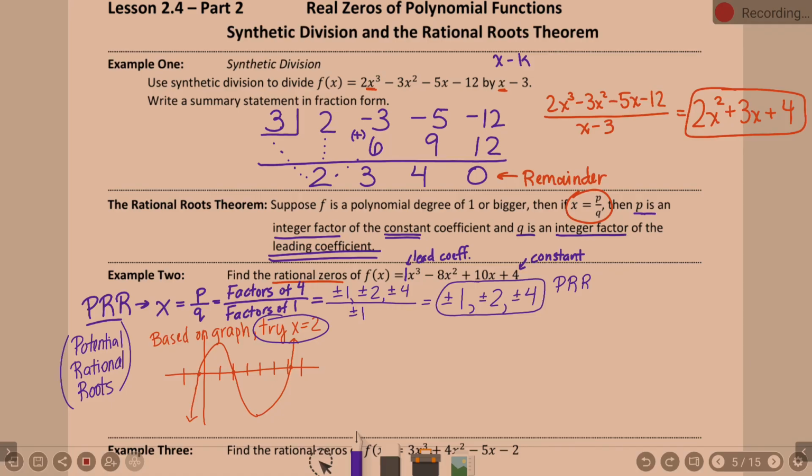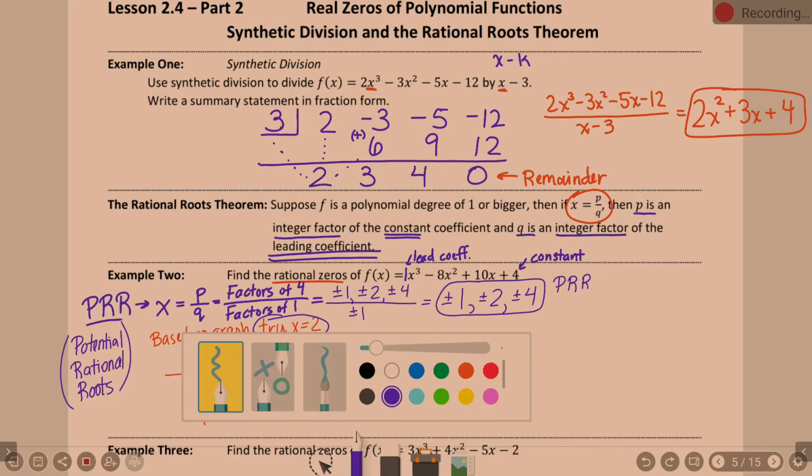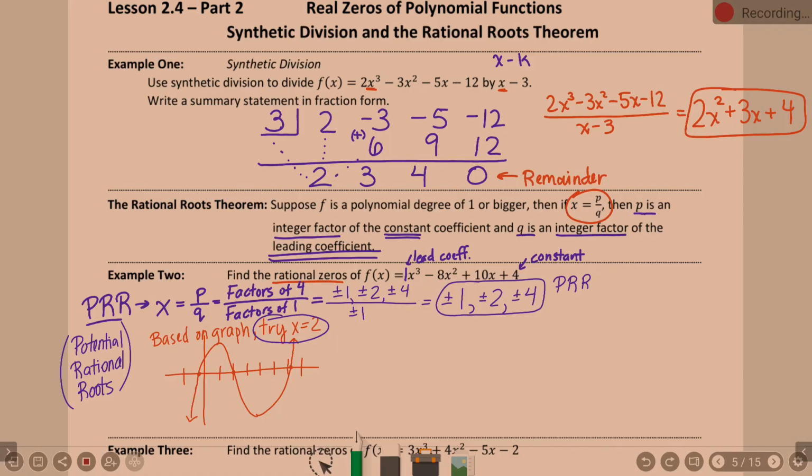When I say try x equals 2, what are we going to try it with? We're going to try it with synthetic division. Now, this is not a factor form, is it? This is x equals 2. So what goes in my box? 2. That same number. You don't change the sign, you just put that same number in there.